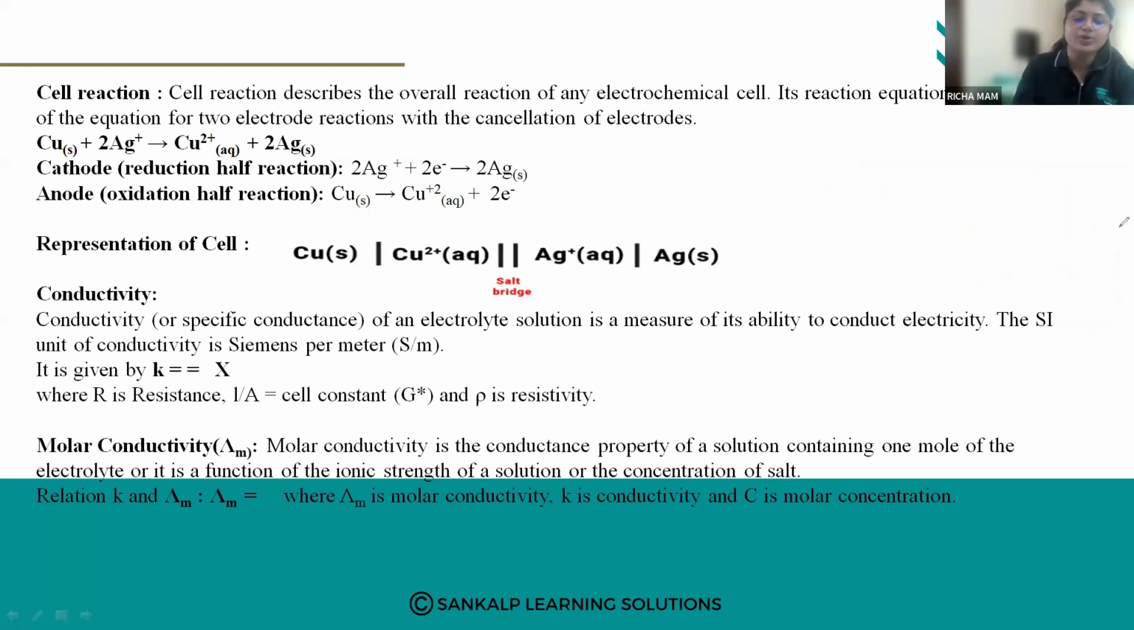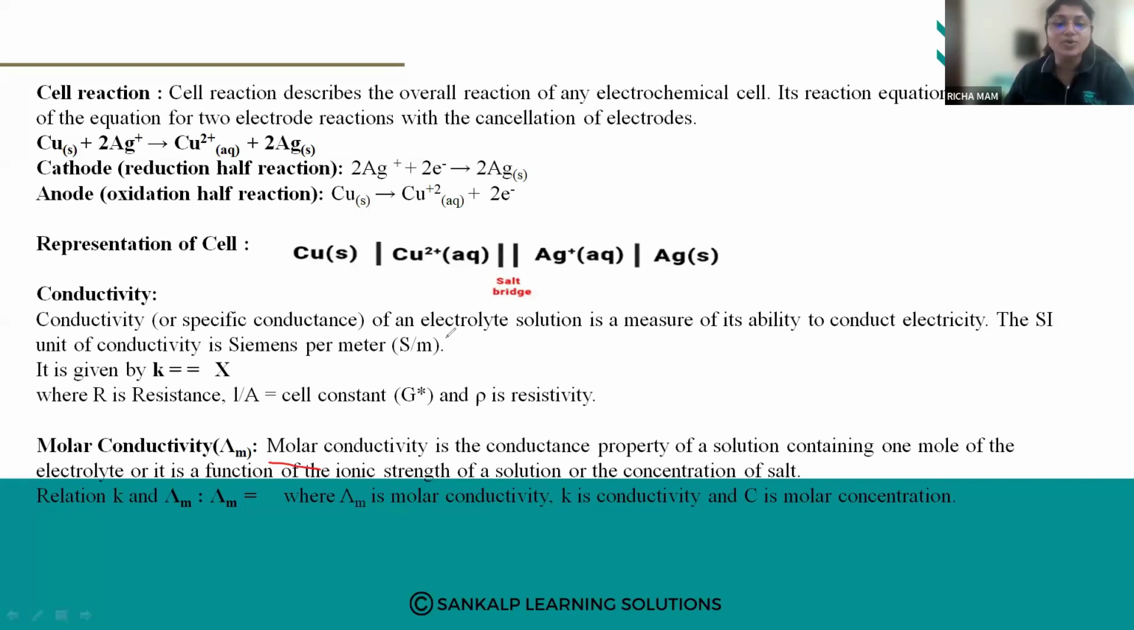Then what do you mean by molar conductance? The next term is molar conductance. Molar conductance is the conductance produced by 1 mole of electrolyte in the solution. So the conductance which is produced by 1 mole of the electrolyte in the solution.